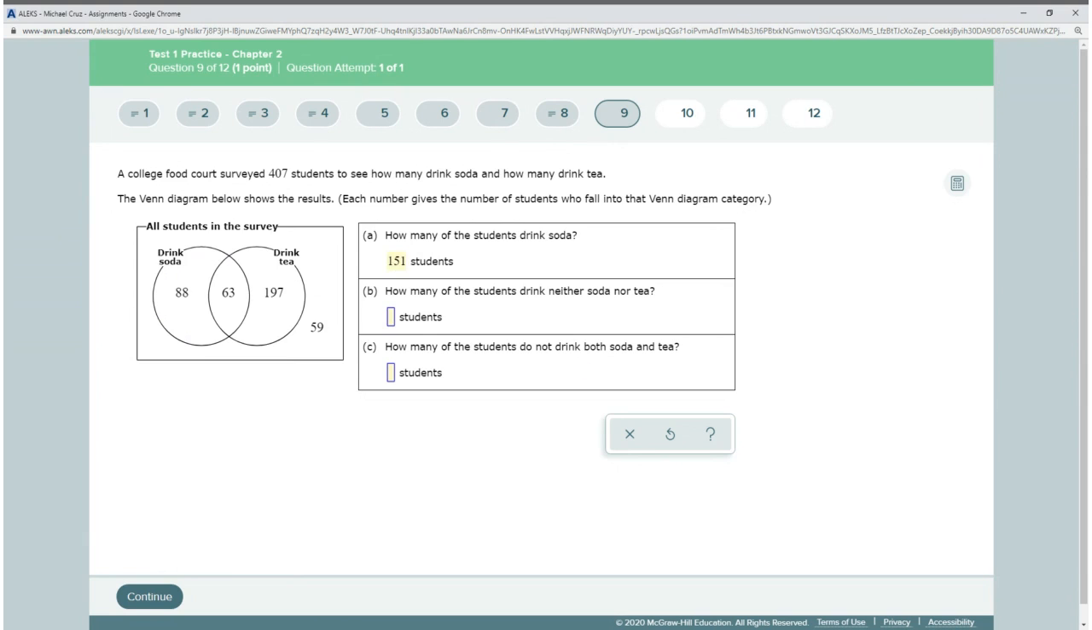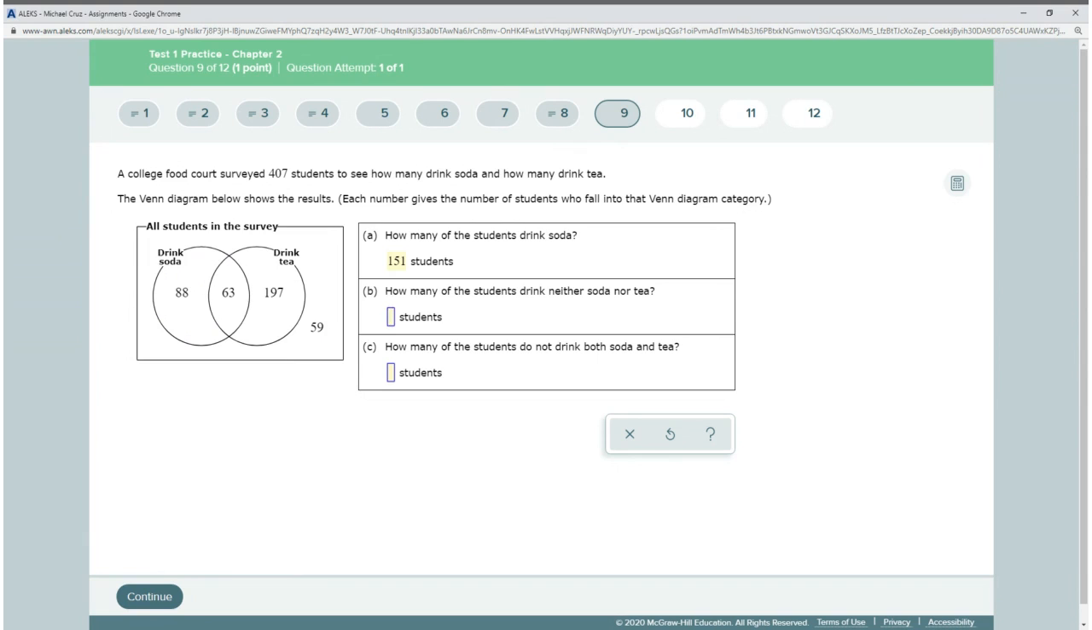All right, how many drink neither soda nor tea? Well, all of these people right here, that's what we call the union. So those people drink 233. It says add them up, right? Neither. Okay? So another way of saying that is, how many don't drink soda or tea? How many are not in that union?